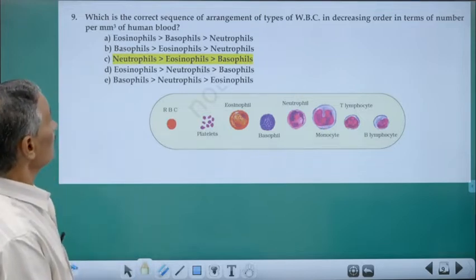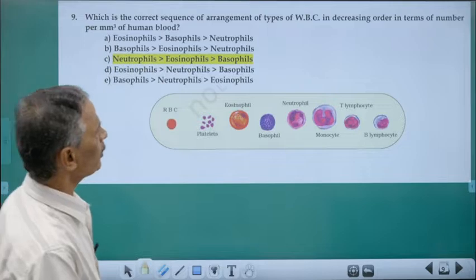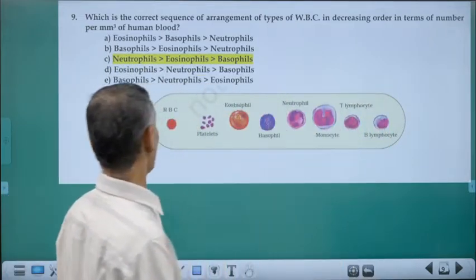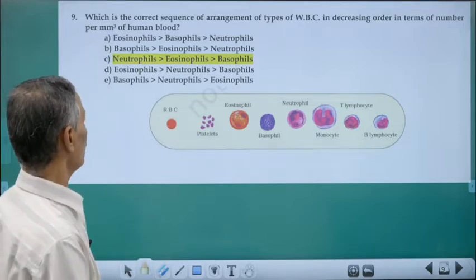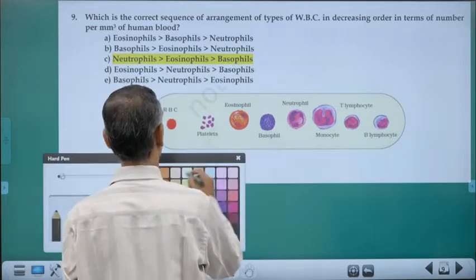Which is the correct sequence of arrangement of type of WBC in increasing order in terms of number. So it is based upon the number, not based upon the size. Different types of WBC. Okay, this is the diagram for your reference. So you need not worry about these ones.